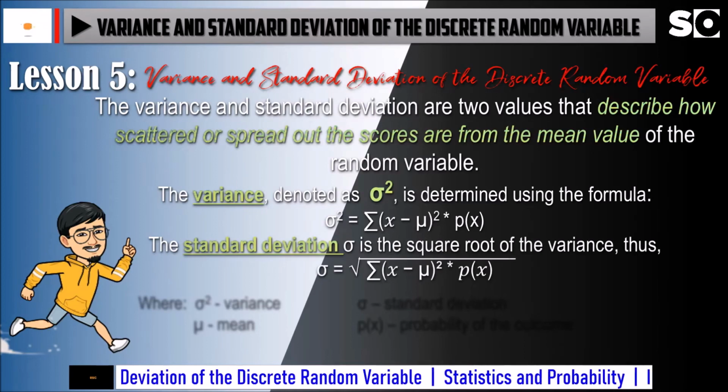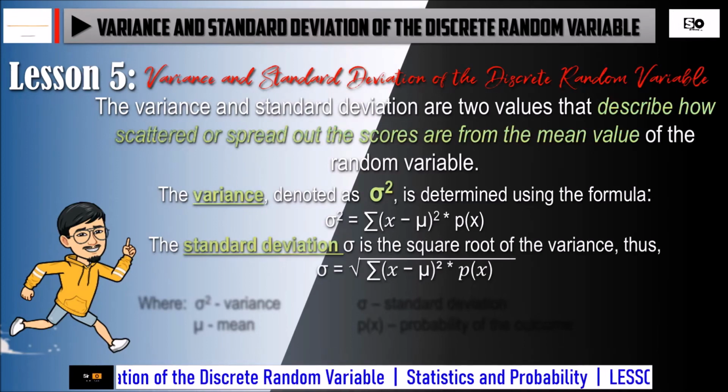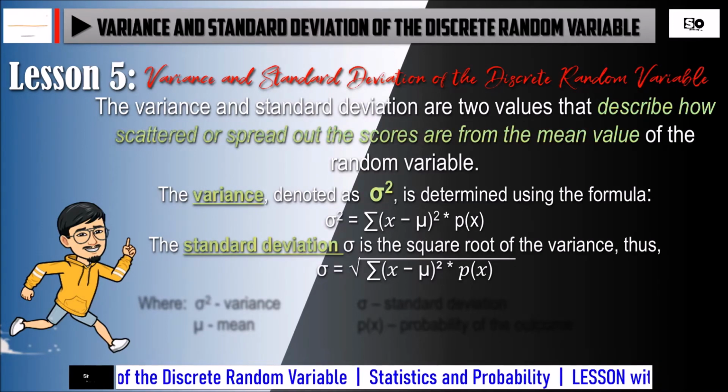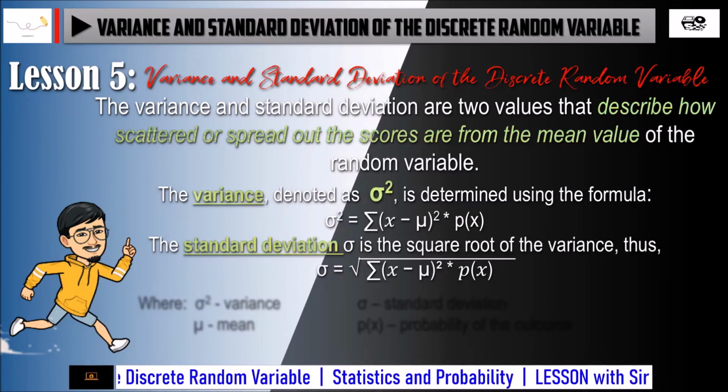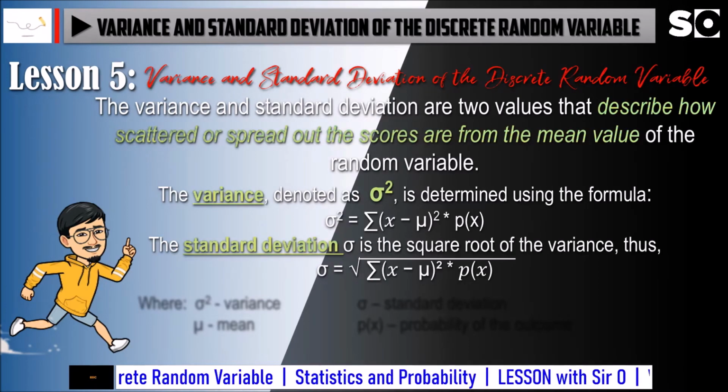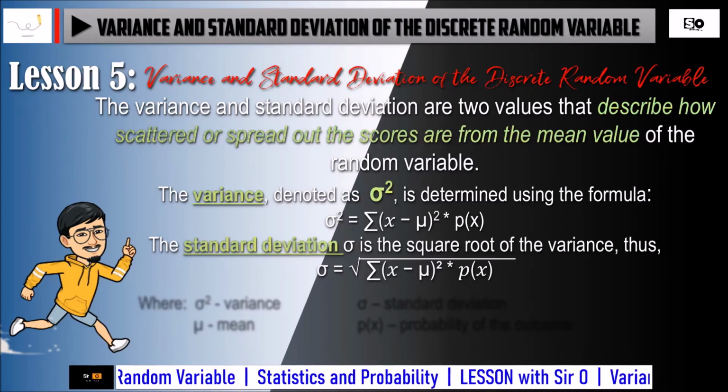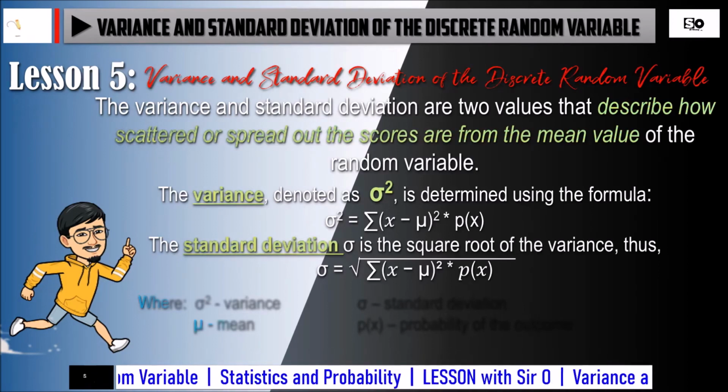Thus, standard deviation is equal to the square root of the uppercase sigma of the quantity x minus mean, squared, multiplied by p of x.